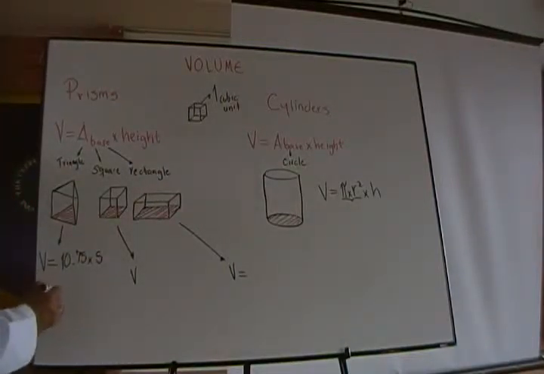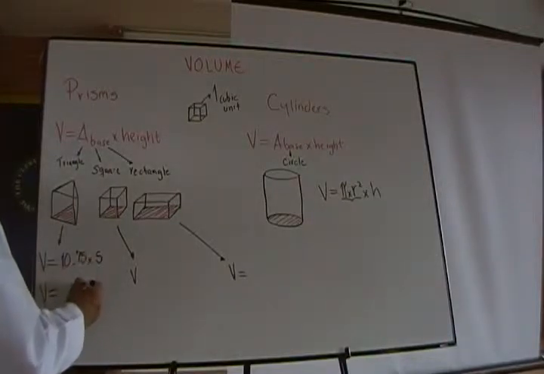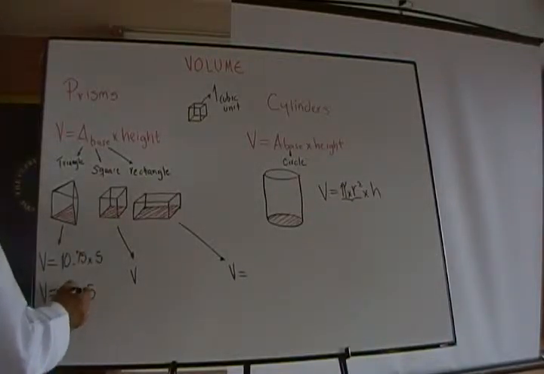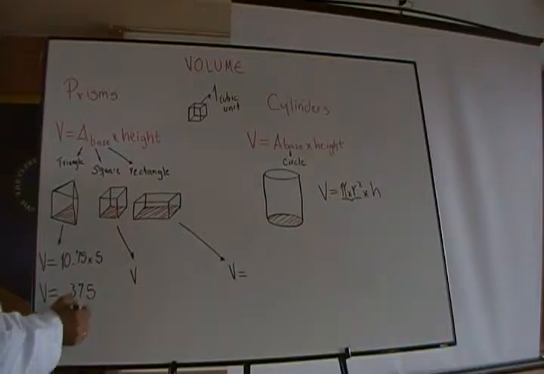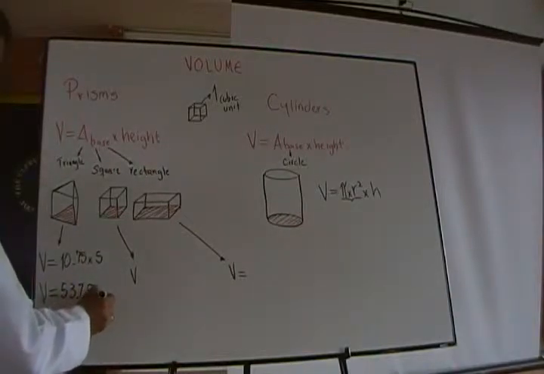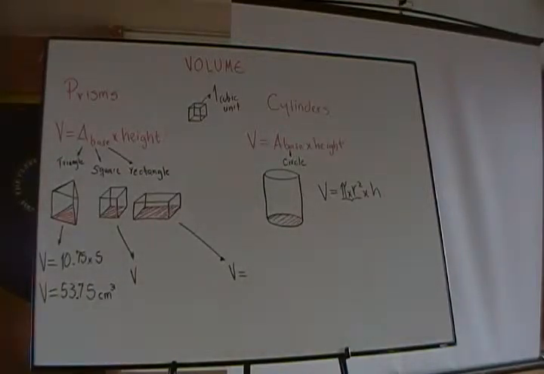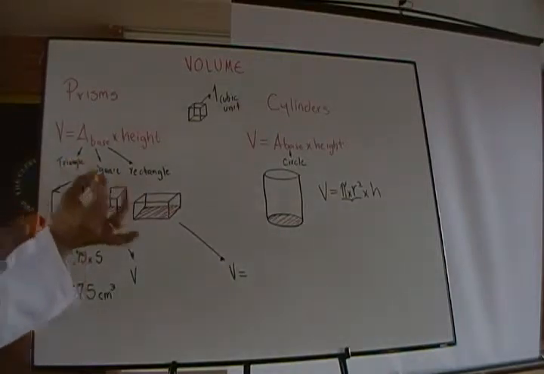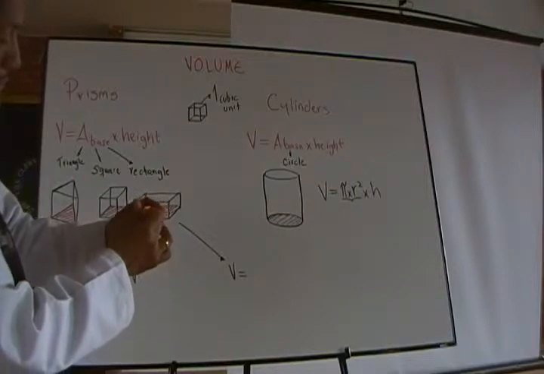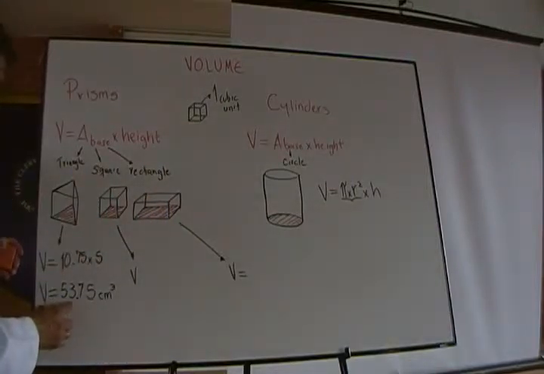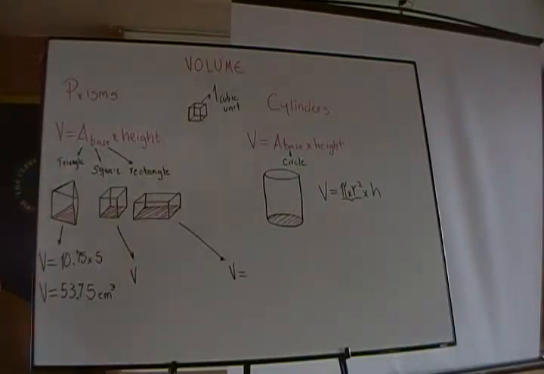So if I multiply this, I will find 5 times 5, 25, carry 2, 5 times 7, 35 and 2, 37, carry 3, 5 times 0, plus 3, 5 times 1. Two decimal places. And in this case, the units for volume are cubic centimeters. That is, in other words, the equivalent of stacking 53 of these inside this figure to complete the volume of 53 and 75 hundredths of a cubic centimeter.